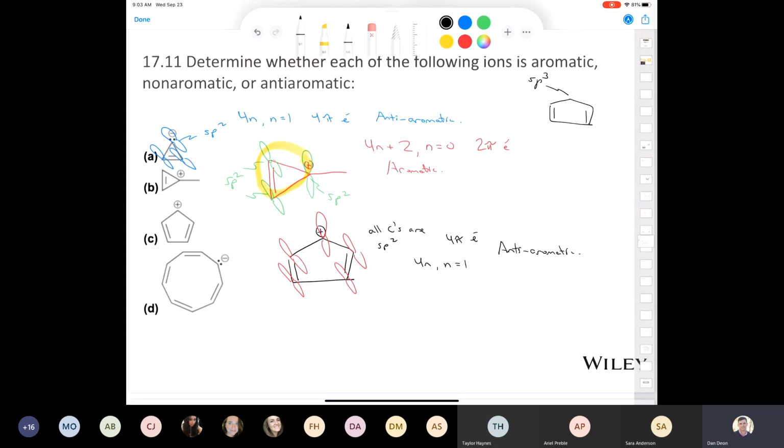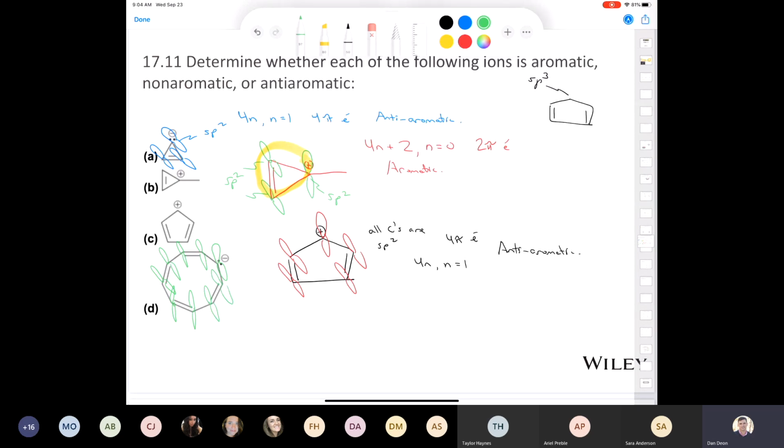All right, somebody says that this last one is aromatic. Let's take a look at it. If this carbon was sp2 hybridized and that lone pair was in a p orbital, then we'd have a continuously overlapping system of p orbitals. Forgive my artistry here.